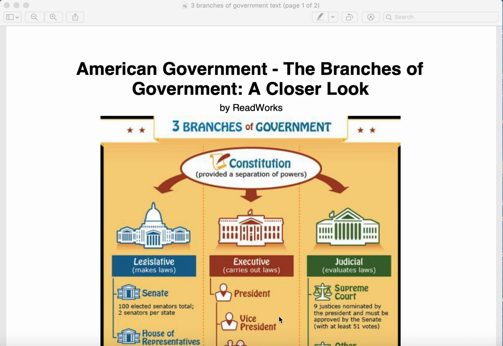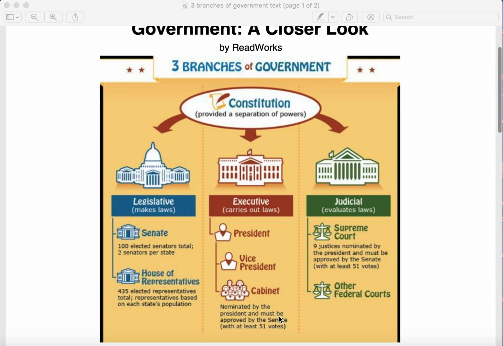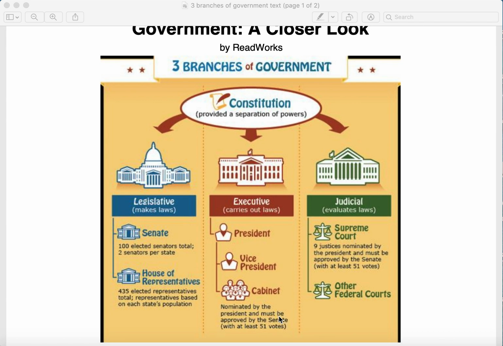American government, the branches of government, a closer look. Three branches of government. Their separation of powers is provided by the Constitution.